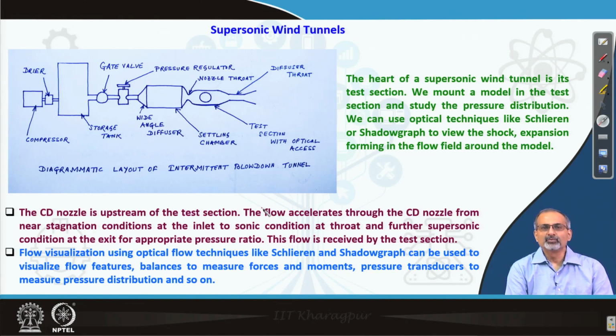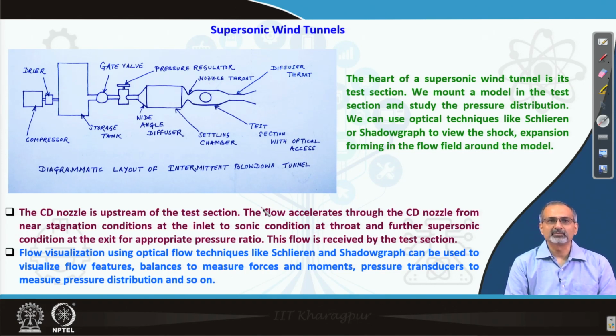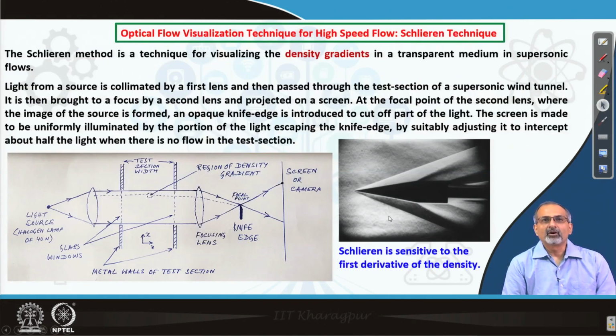And in order to perform different kinds of experiments in these kind of tunnels, flow visualization may be used. We can think about using balances to measure forces and moments, pressure transducers to measure pressure distribution on models, and so on. A typical optical flow visualization technique that you may use in high speed flows, which is not necessarily confined to supersonic flows, is the Schlieren technique.